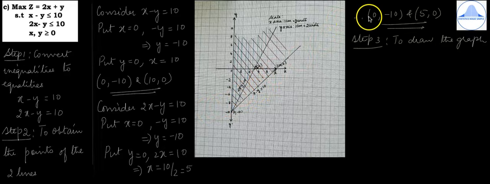Now the next 2 points are again 0, comma minus 10, that is here itself, and the other point is 5, comma 0. So 5 will be the middle of 4 and 6. So this is 5, comma 0. Then you join the points, just extend it further, and on this you write 2x minus y is equal to 10. Now step 4, to obtain the feasible region.